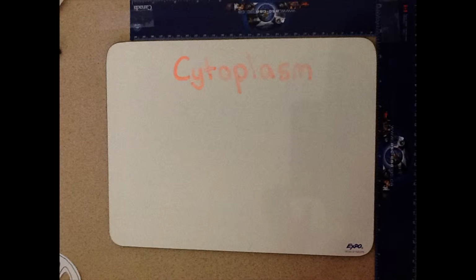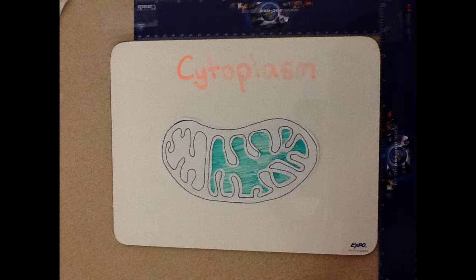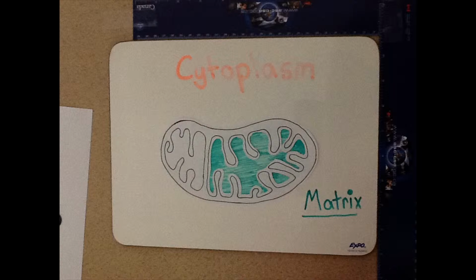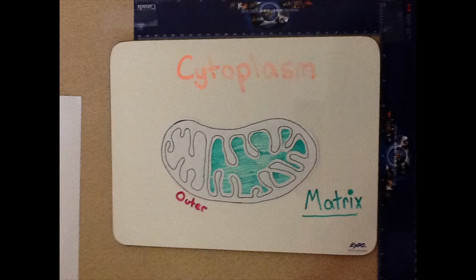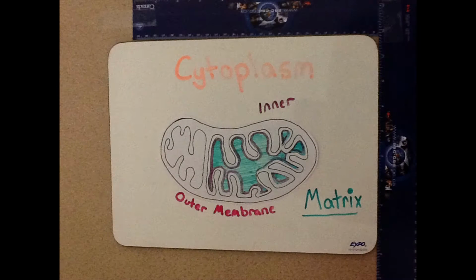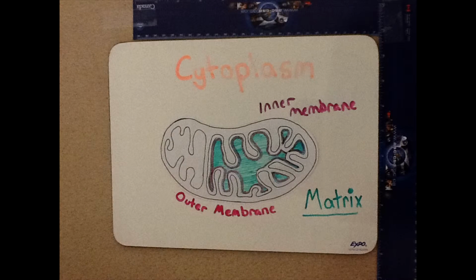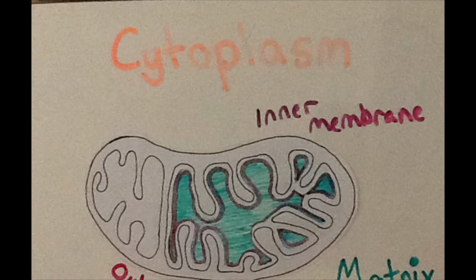It all starts in the cytoplasm, outside the mitochondria. The mitochondria has a matrix, an outer membrane, and an inner membrane. This is the first stage of cellular respiration.